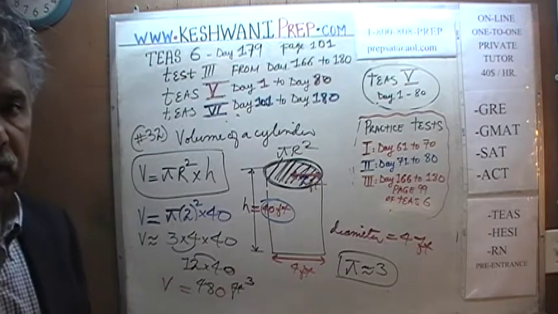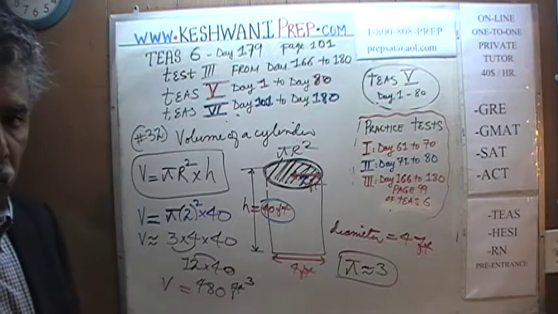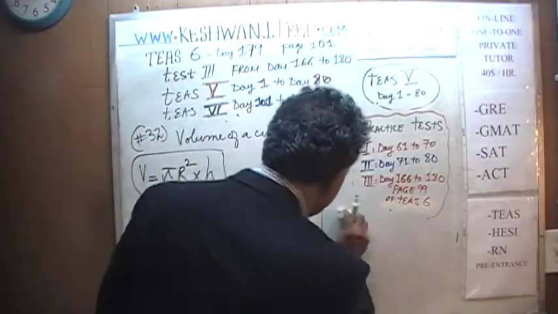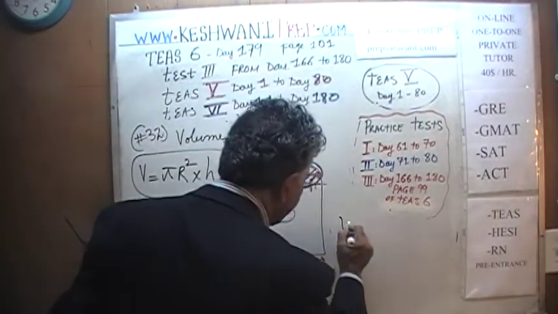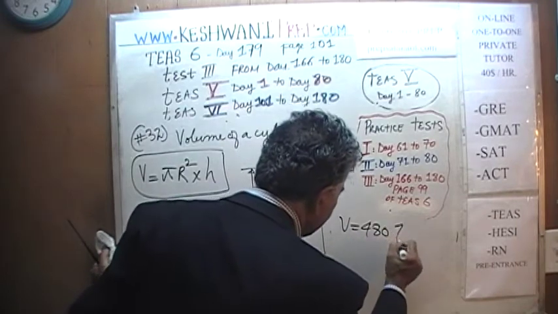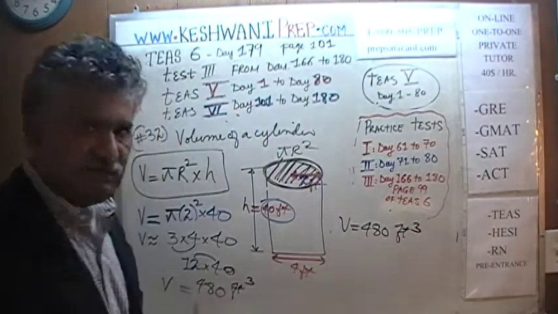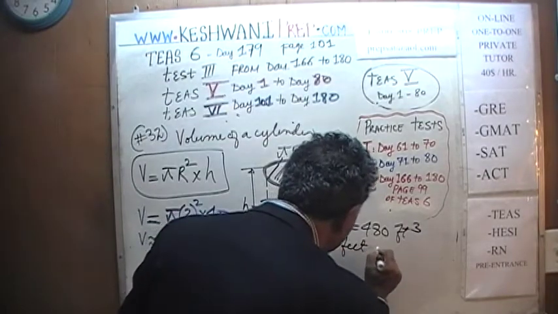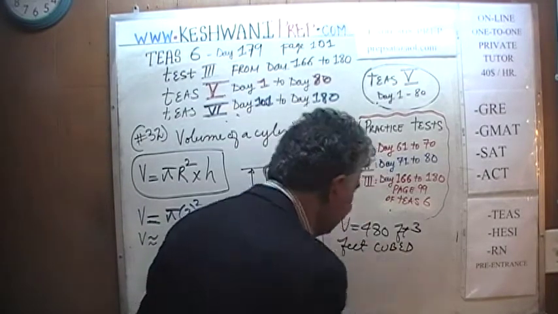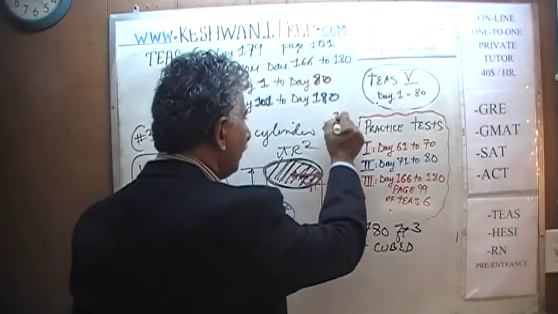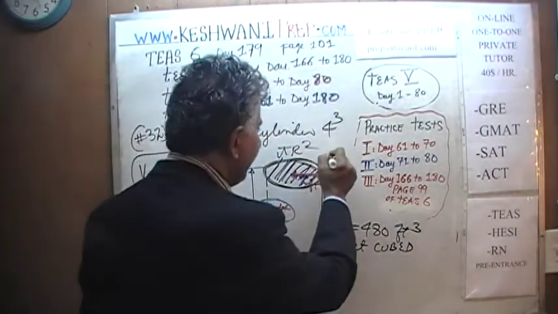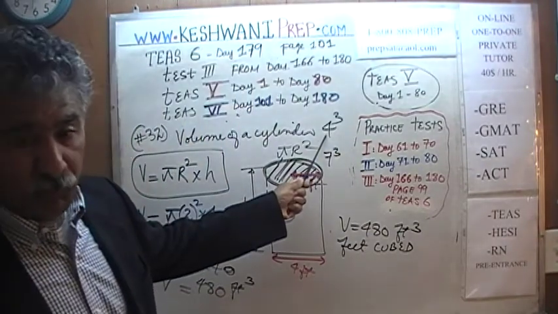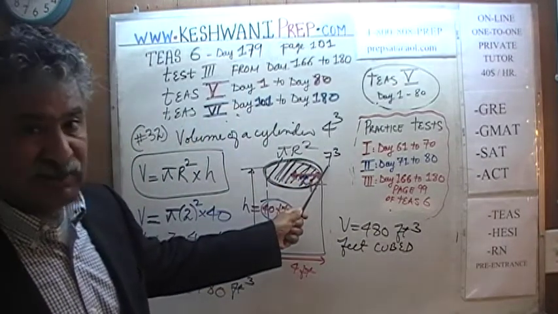480 feet cubed. And this is the very last thing we're going to talk about before we say goodbye to each other, which is this right here. I'm going to rewrite here. The volume is equal to 480 feet cubed. This is how it should be read, feet cubed. Just like you will read this as 4 cubed. Just like you will read that as 7 cubed. We will not read this as cubic 4. We will not read this as cubic 7.